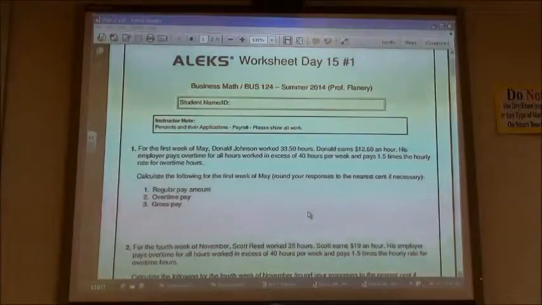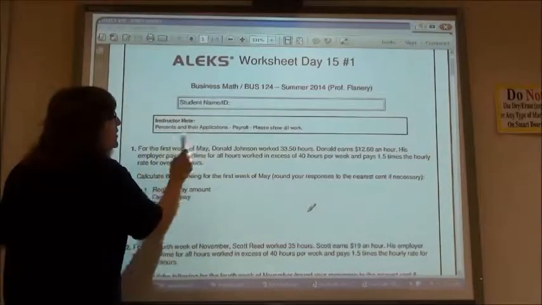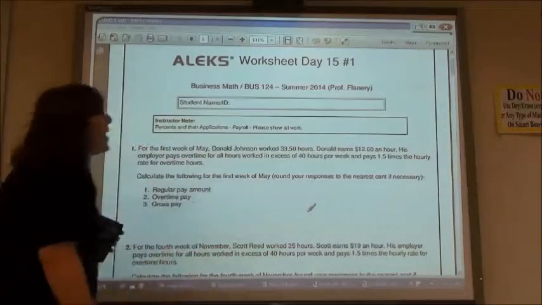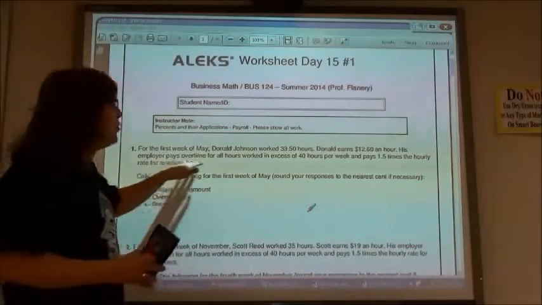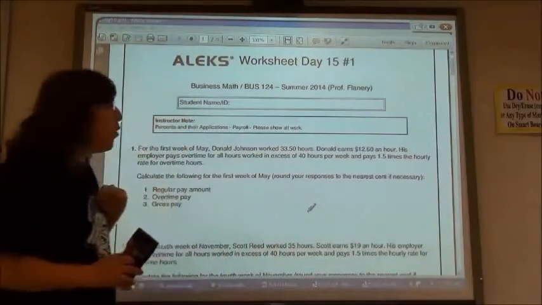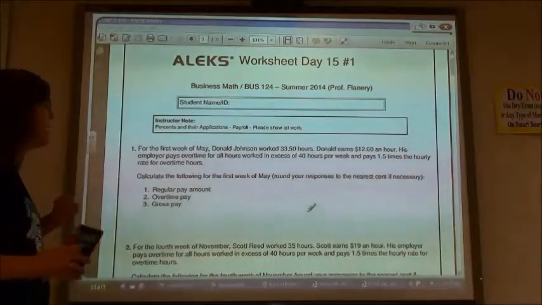All right, worksheet day 15 for business math. We're under the section on percents in their applications, the subheading payroll. So the first part on doing payroll here is talking about regular pay and overtime pay. Generally, an employer pays overtime if you work over 40 hours in the week. If you work less than 40 hours, you just get your regular pay.